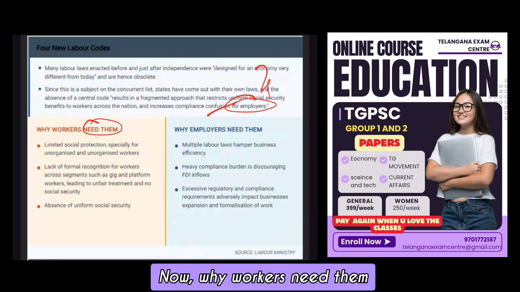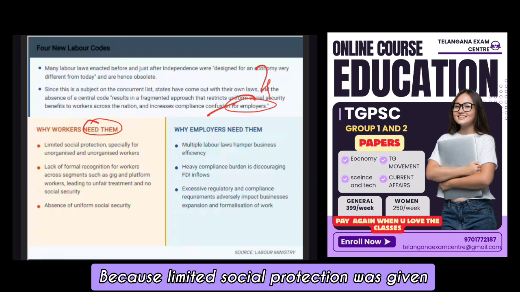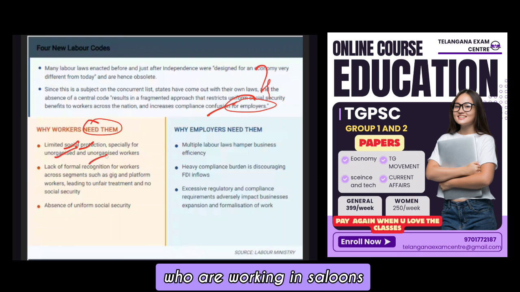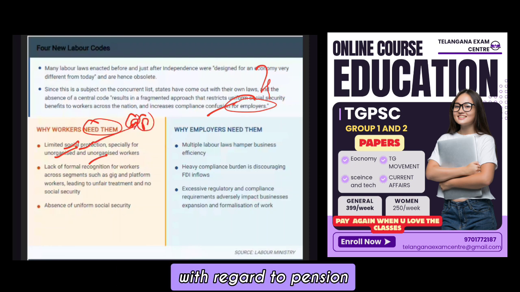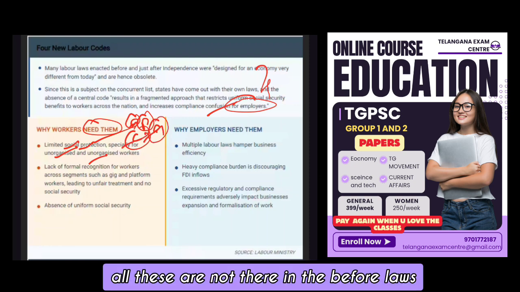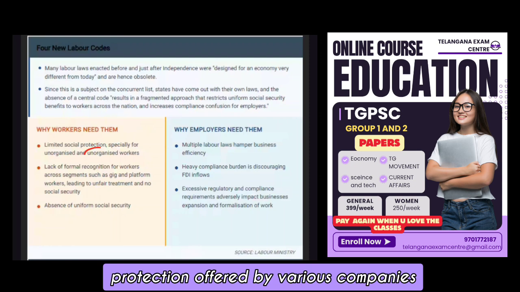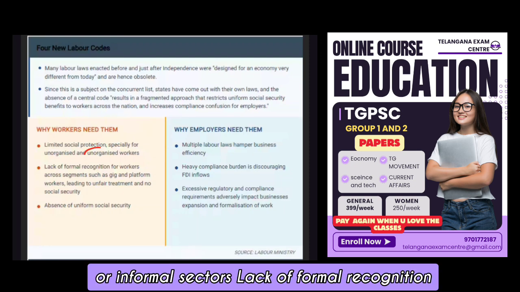Now, why do workers need them? Why workers like us? Why do we need these new labor laws? Because limited social protection was given in the previous laws, especially for the workers who are working in saloons, in supermarkets, in mechanic shops, in service centers. They have been given very little social protection, whether with regard to insurance, pension, contract employment, or gratuity. All these were not there in the earlier laws. So we are actually having very limited social protection offered by various companies who are working under what? Unorganized sector or informal sectors.